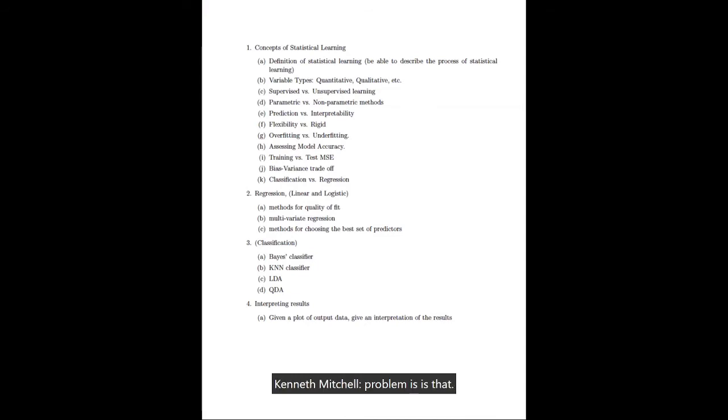The problem is that Canvas is for elementary schools. That's what I believe it's designed for. You can tell when you look at it. I mean, you really cannot do much with Canvas. It's pretty much multiple choice and not much else.